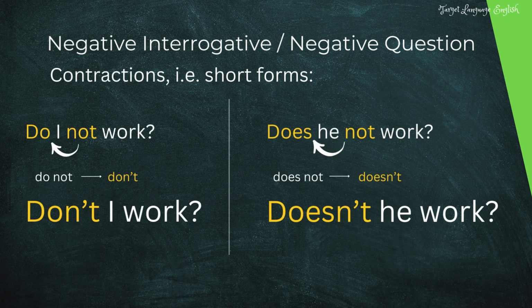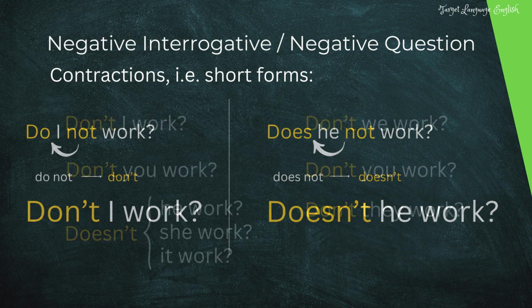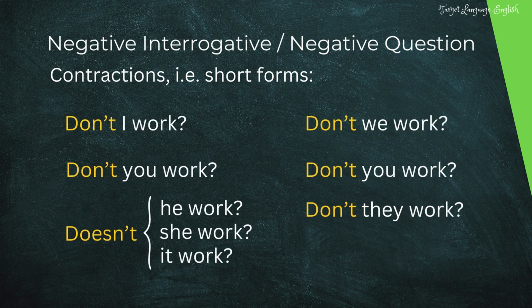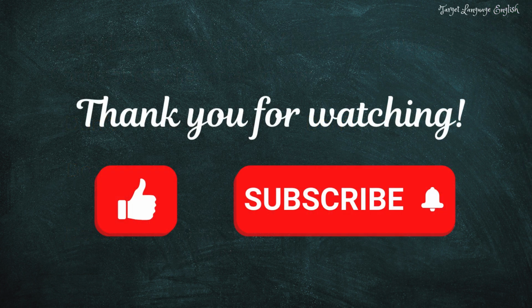We can also contract. The word not moves in front of the subject and then do not becomes don't and does not becomes doesn't. Don't I work? Don't you work? Doesn't he work? Doesn't she work? Doesn't it work? Don't we work? Don't you work? Don't they work? And that's it for today's lesson on the structure of the present simple tense.